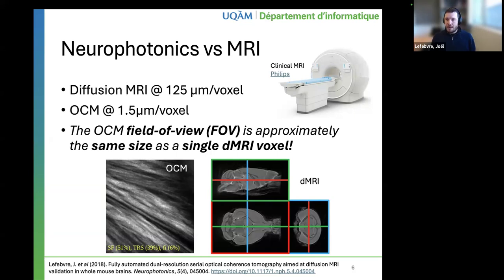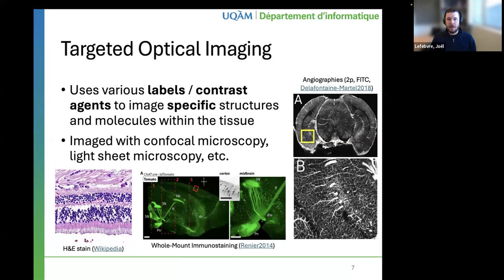I will present two ways of doing optics to study the brain. The first one is what I call targeted optical imaging. With this technique, we use different labels or contrast agents or different dyes to mark specific structures in the brain or different molecules in the tissue. So that's typically what we will see in histology, for example, with H&E stains. Here, I will show that in a few slides.